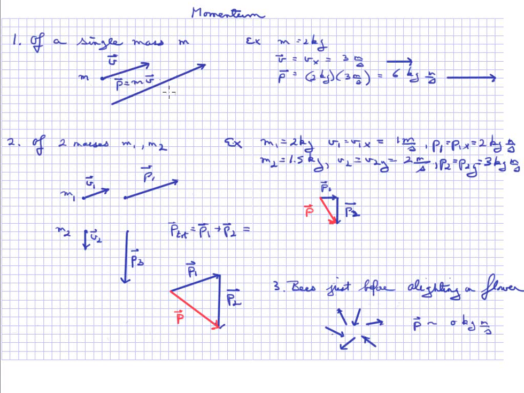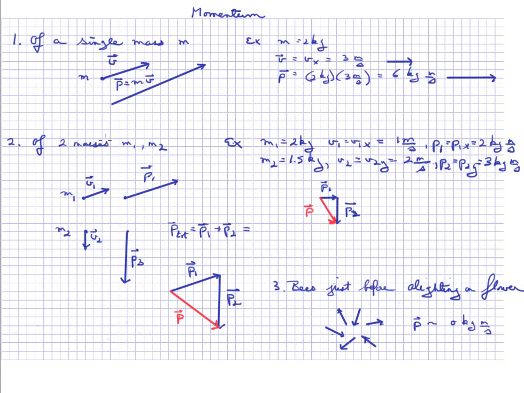The units for momentum are kilograms meters per second. For example, if you have a mass of 2 kilograms and a v of 3 meters per second in the x direction, then the momentum would be a vector of 6 kilogram meters per second in the positive x direction.